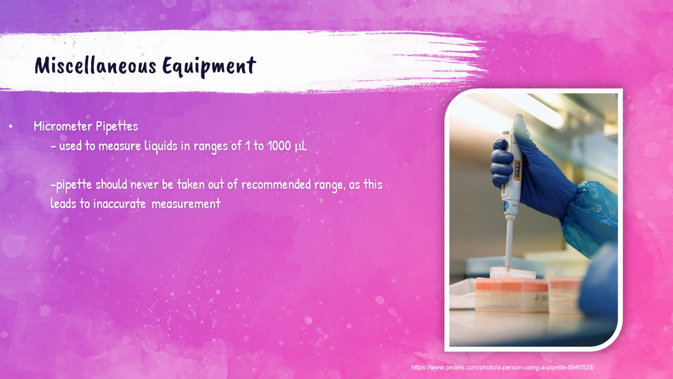Micrometer pipettes, also called micropipettes, are a way to accurately and precisely transfer volumes of liquid in the microliter range. These have an adjustable volume from a range of 1 to 1,000 microliters. These pipettes should never be taken out of their designated range. Any measurement outside of that designated range is inaccurate.